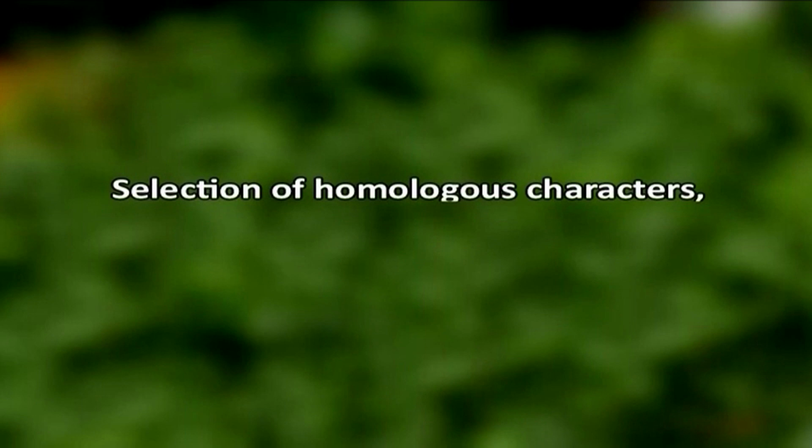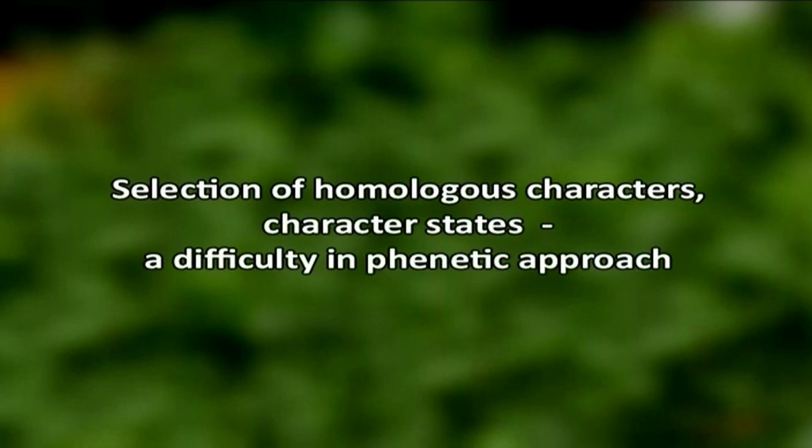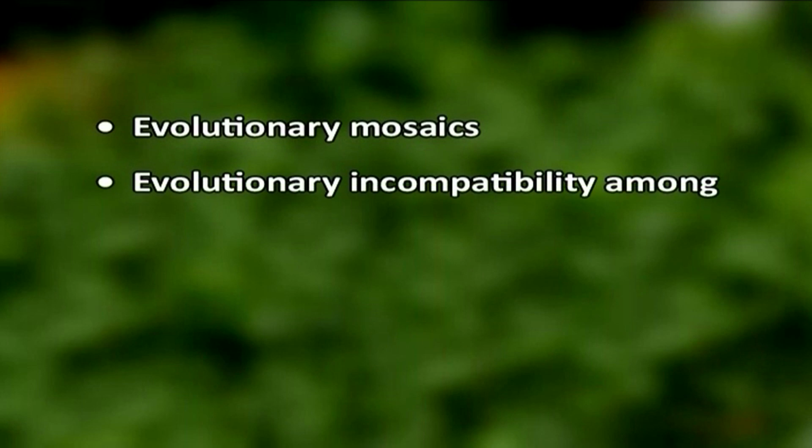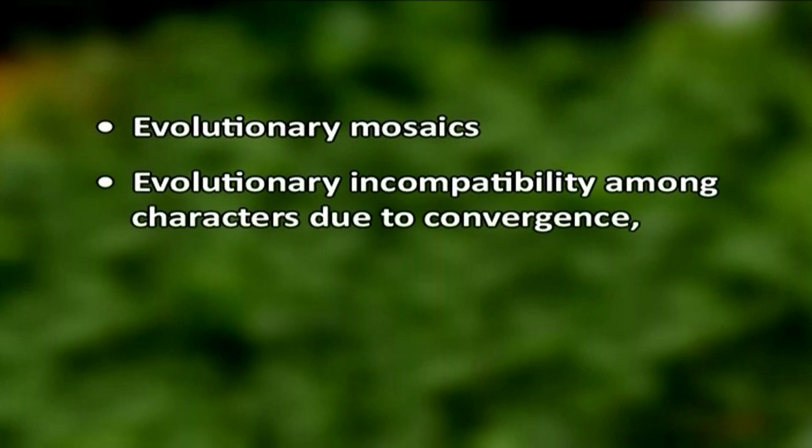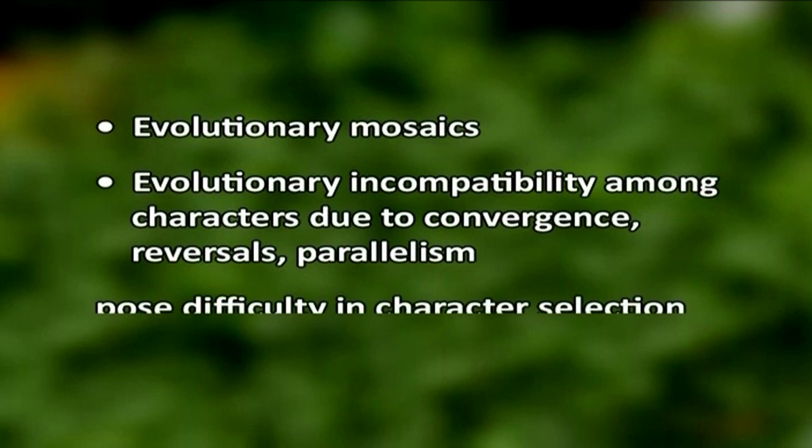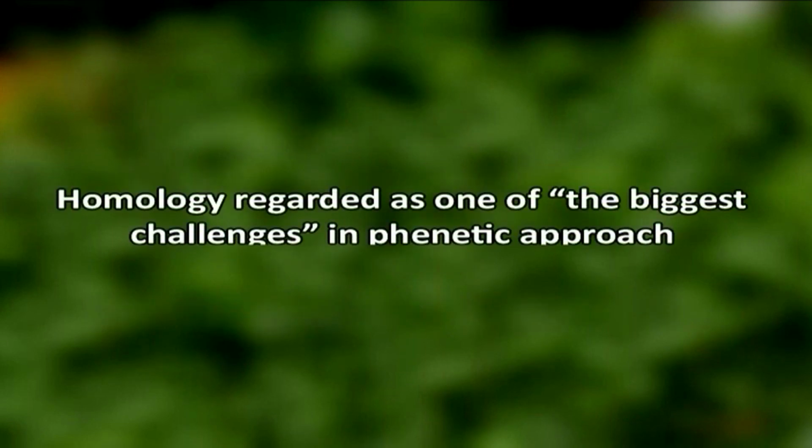As to any other approach, selection of characters and character states which are homologous is a difficulty in a phonetic approach. Evolutionary mosaics, where different organs evolve at different rates, and evolutionary incompatibility among characters which arises due to convergence, reversals and parallelism also pose a difficulty in character selection. Thus, homology is regarded as one of the biggest challenges in phonetic approach.